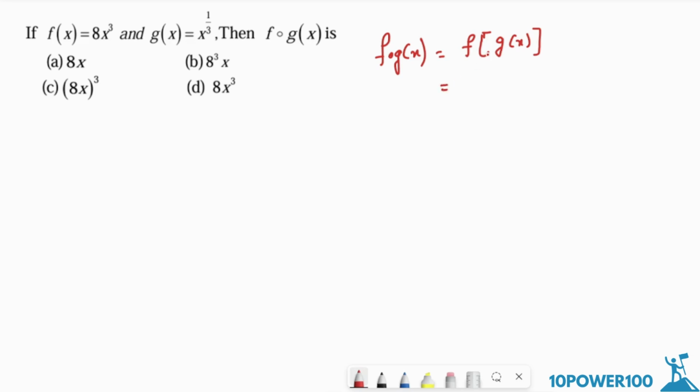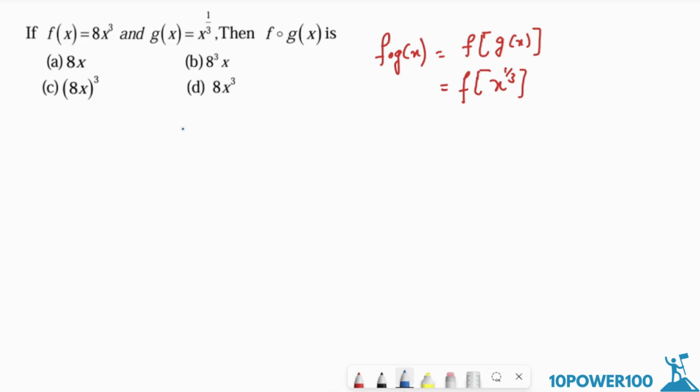Now we'll replace these functions. For f, I'll write, since we have g of x inside, what is g of x? It is x power 1 by 3. First I have written the expansion form of f of g of x, and I wrote the function g of x in place of g of x.